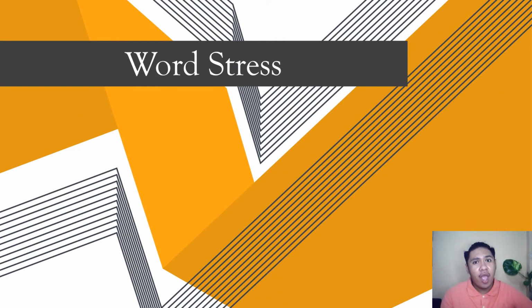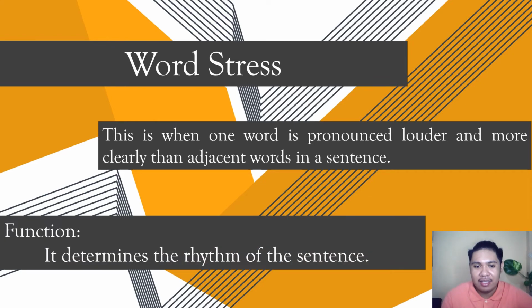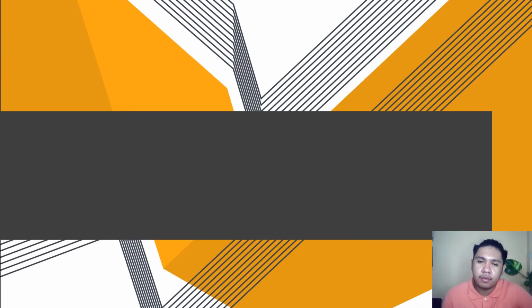Next, we have word stress. What do we mean by word stress? This is when one word is pronounced louder and more clearly than adjacent words in a sentence. Its function is to determine the rhythm of the sentence. We also have rules for that. So here are the rules.